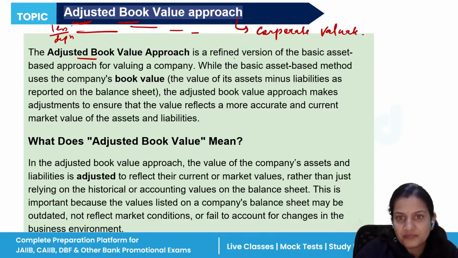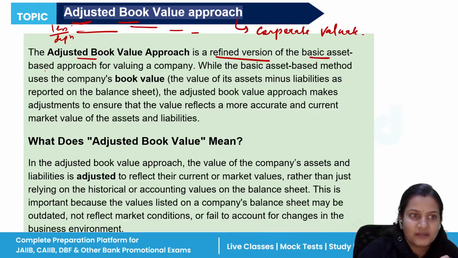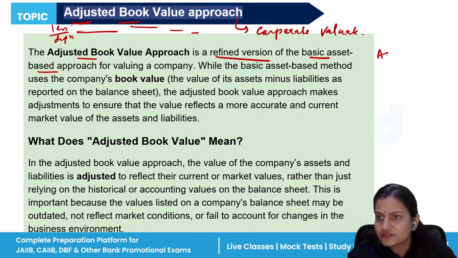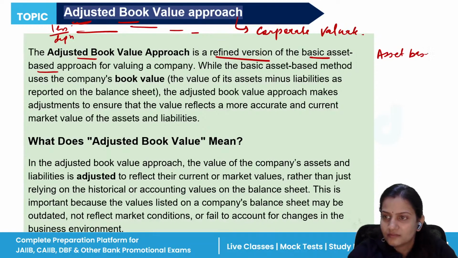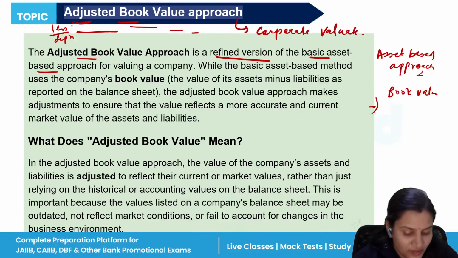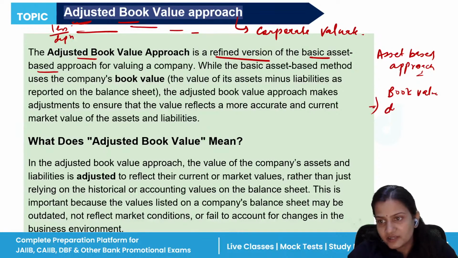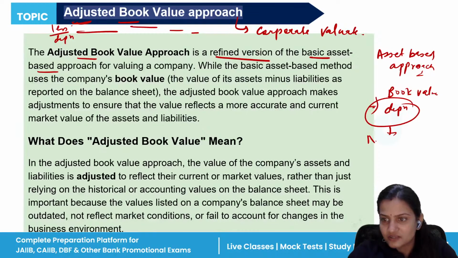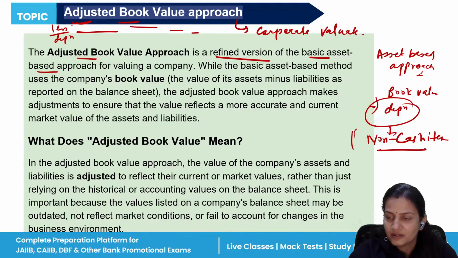The adjusted book value approach is a refined version of the basic asset-based approach for valuing a company. So what was the asset-based approach? Just now we have done that. That is the book value. In this book value, we will not consider depreciation. Why? Because depreciation is a non-cash item.